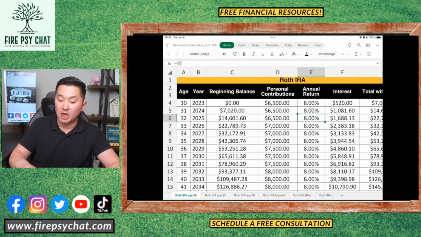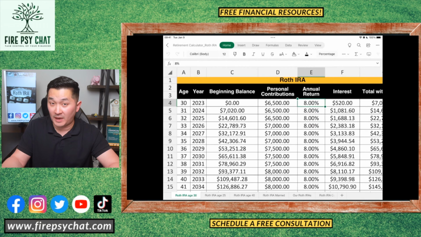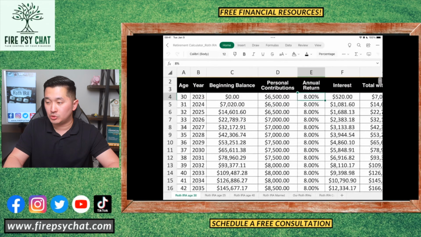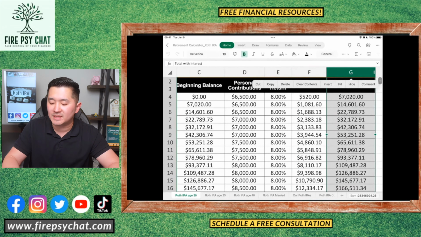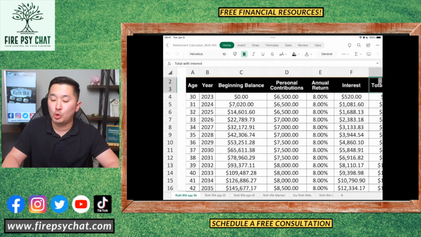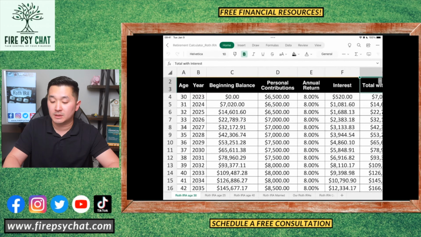So it's hard to judge that it's going to perform 8% in the next 5 years. I usually just do it by 10 years, okay? It's easier to just do the calculation based on every 10 years or 20 years. It makes more sense. And here's the interest that accrues, and here's the total balance with interest, all right?